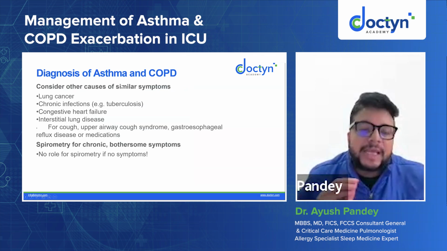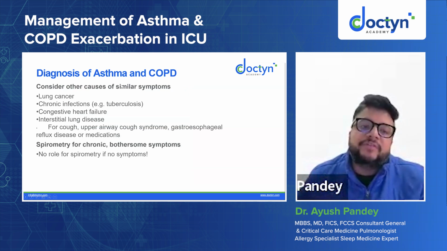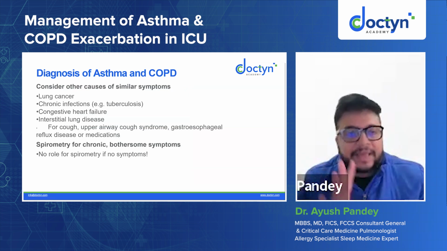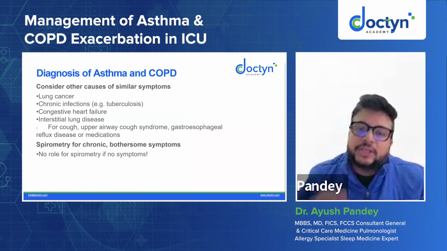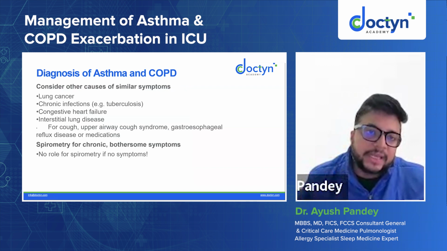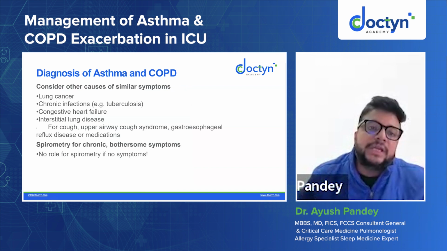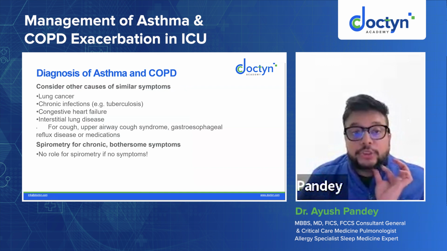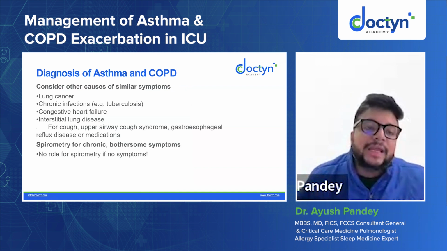Based on the history, you have to jot down a list of differential diagnoses. You just cannot say that it is 100% asthma. Maybe based on the diurnal variation, the allergic history, the genetic history, and no smoking history, you can say that my patient is a patient of asthma. But you have to rule out other similar conditions also, or other differential diagnoses or secondary infections.